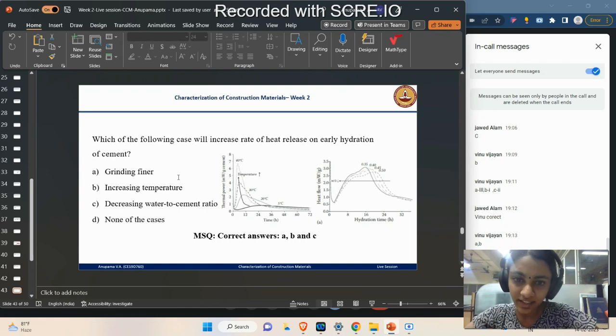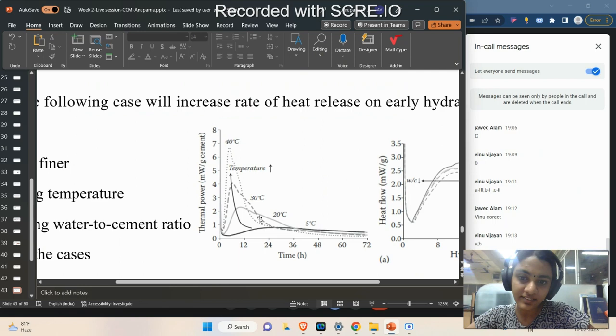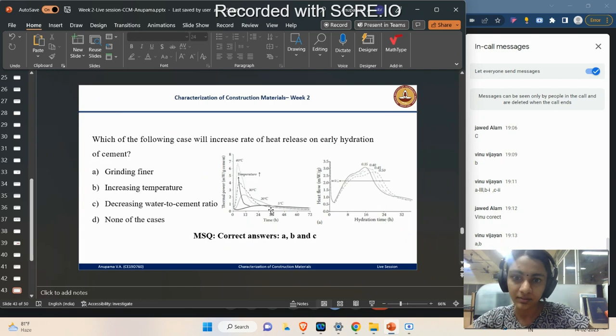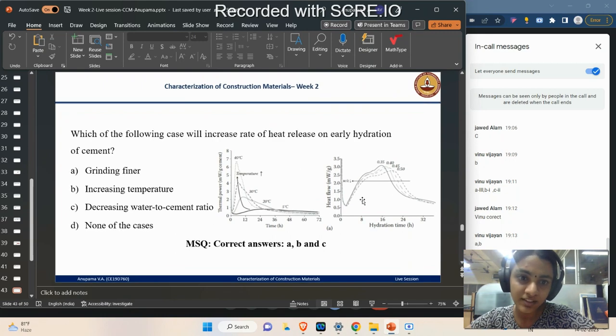So in the case of grinding it finer, we know that there is more surface area present for hydration. As a result of this, there will be an increased rate of hydration and increased hydration as a whole. In the case of increasing temperature also, we saw even before that as the temperature is increasing, the curve shifts towards the left, and also there is an increase in the rate of heat release. And in the case of using a lesser water to cement ratio, it moves towards the left and there is an increase in the rate of early hydration.